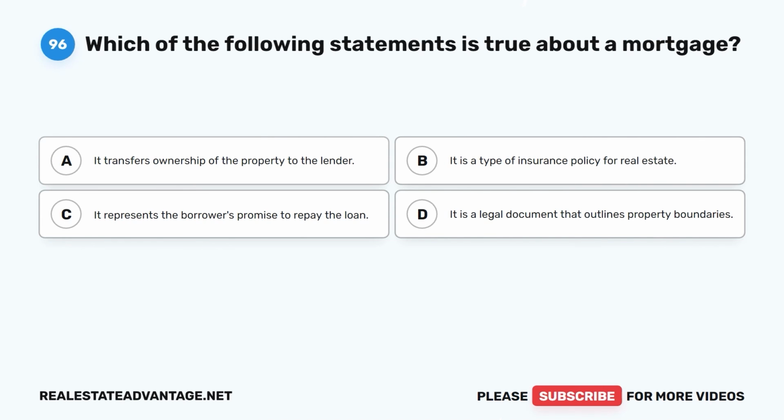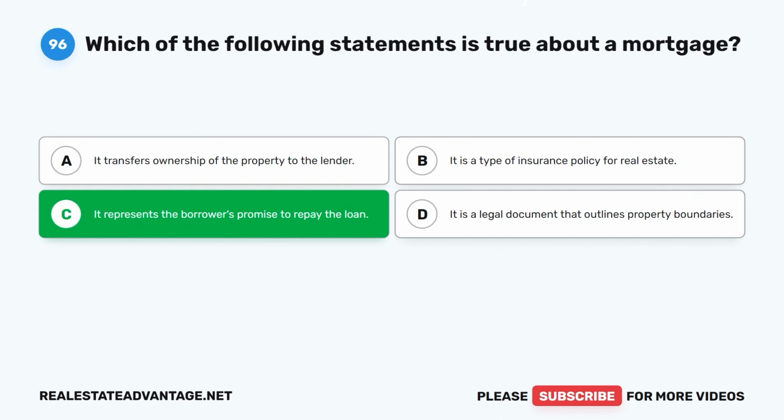Question 96. Which of the following statements is true about a mortgage? A. It transfers ownership of the property to the lender. B. It is a type of insurance policy for real estate. C. It represents the borrower's promise to repay the loan. D. It is a legal document that outlines property boundaries. The correct answer is C.